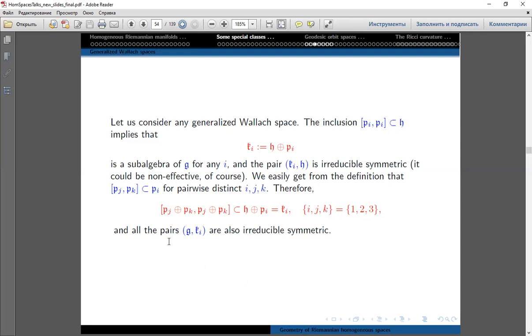And all this pair G, H, I are also reducible symmetric. Therefore, we construct generalized Wolf spaces using several pairs of symmetric spaces. Therefore, the structure of this generalized Wolf space is not so complicated.